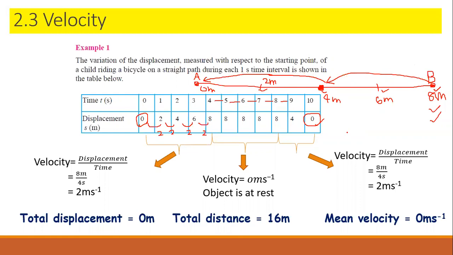What is the total distance? The length of all the path he has traveled. Can you tell me? Or is it difficult to tell? Aaron and also Timandi, can you tell me? Is it difficult?